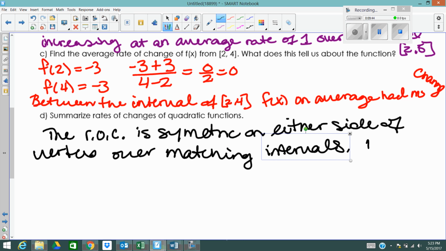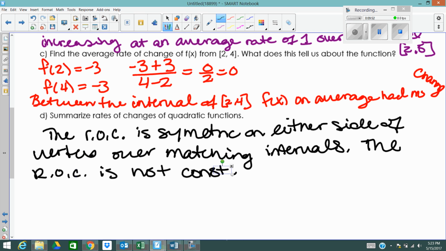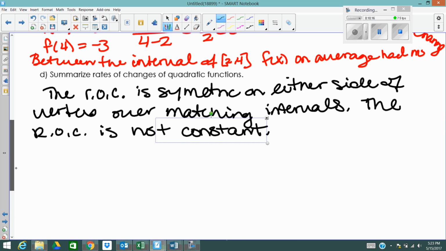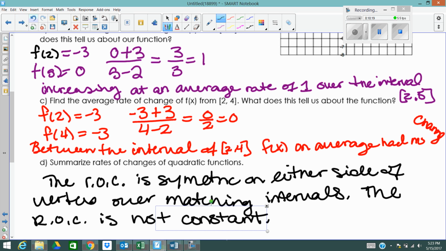But the main thing is that the rate of change is not constant. It's increasing, decreasing, no change whatsoever. It all just depends on which interval you're looking at. You're going to get different rates of change. So what you're going to be doing today and tomorrow is you are going to be, again, finding the average rate of change using slope and saying what that tells us about our graphs.